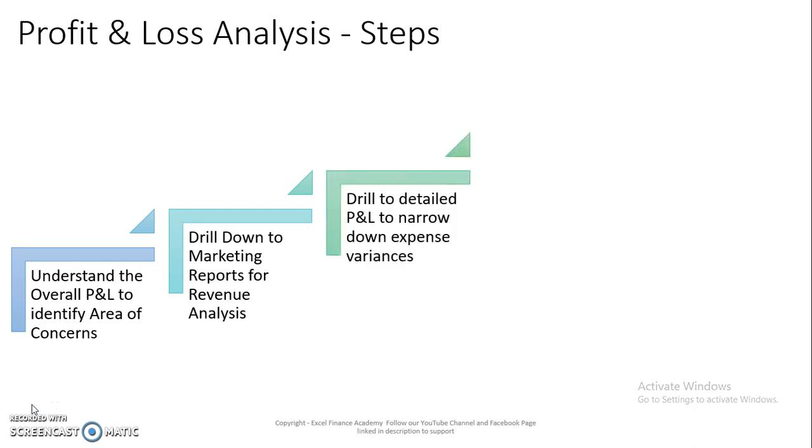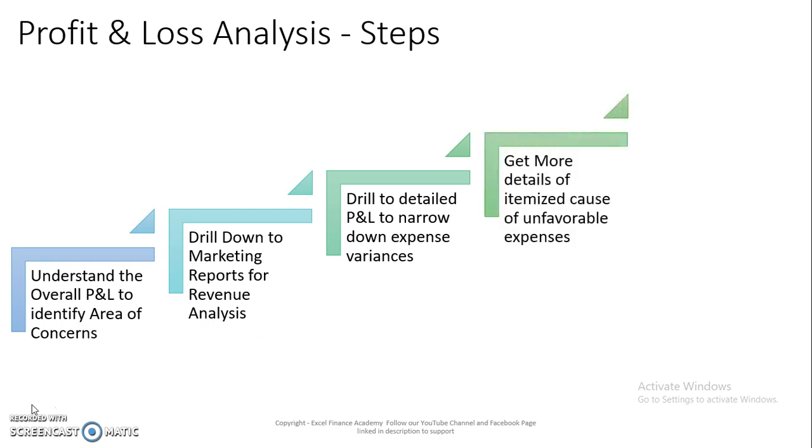After we drill down into the marketing reports, the next step is to see the detailed P&L of each department to narrow down the expenses, which expenses require our attention because they are either higher than the budget or higher than last year, or they are disproportionate compared to the revenue performance of the hotel. After you have narrowed down the expenses, the fourth step is to get the itemized details of these unfavorable expenses so that you can do the cost control measures. And after that, the final step is to plan the action to remediate the concerns in revenue and in expenses.